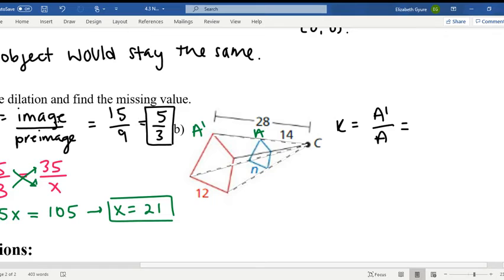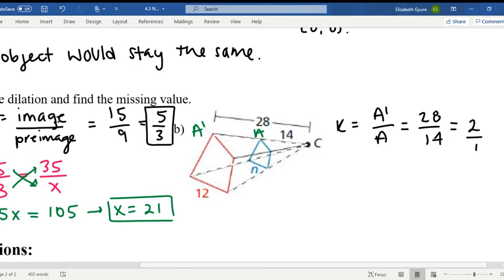Now this one's a little tricky because isn't it kind of tempting, like on the last one, to pick 12? But if you pick 12, don't you have to pick n? And we don't know what n is, right? So what could we maybe pick instead? 28 and 14. And again, A prime, isn't that your bigger shape? So pick the bigger measurement, which would be 28. So do 28 over 14. And how can you reduce 28 over 14? Divide, yeah. 28 divided by 14 is just 2. Or 2 over 1, right?